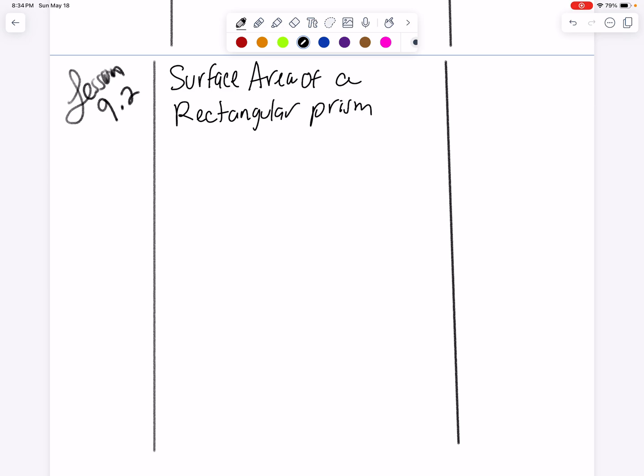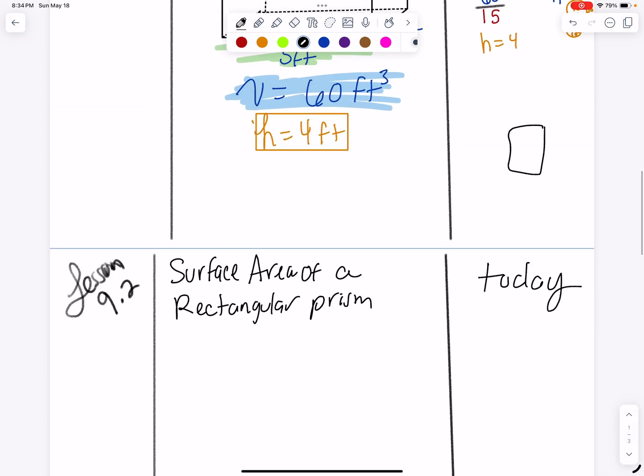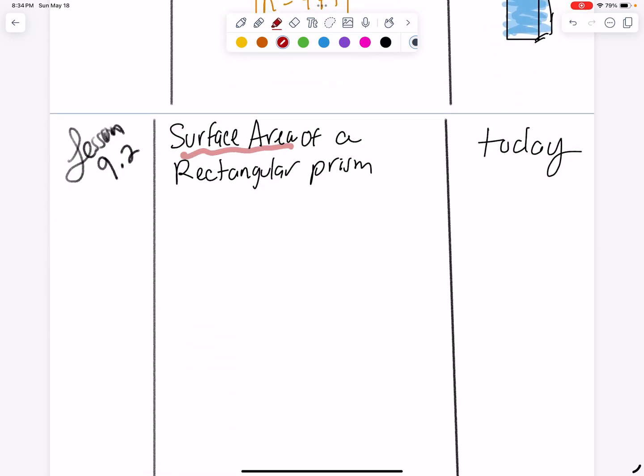So we're not finding the volume anymore, we're finding the surface area. So think about it this way. Let's think about volume, okay? The volume of this dude right here is like how much water can go in there or how many presents can go in there. When you talk about surface area, it's how much wrapping paper.